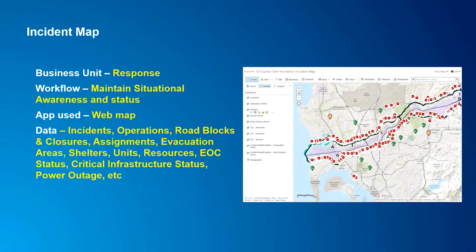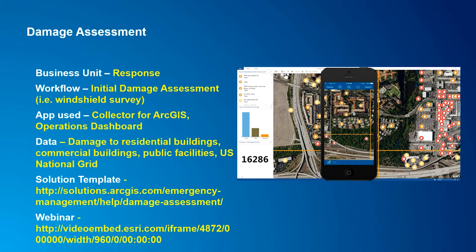Another quick starting point and a quick win that we see for folks is using our damage assessment template for initial damage assessment, or the windshield survey. Being able to take that out in the field and quickly inventory the damage in an affected area. This is a topic that we covered during our last webinar.